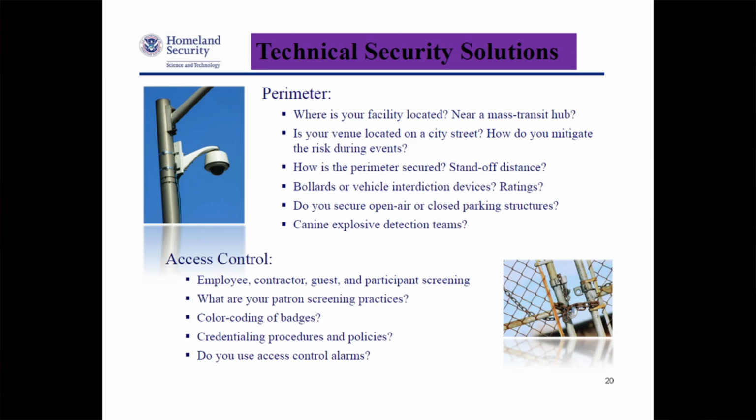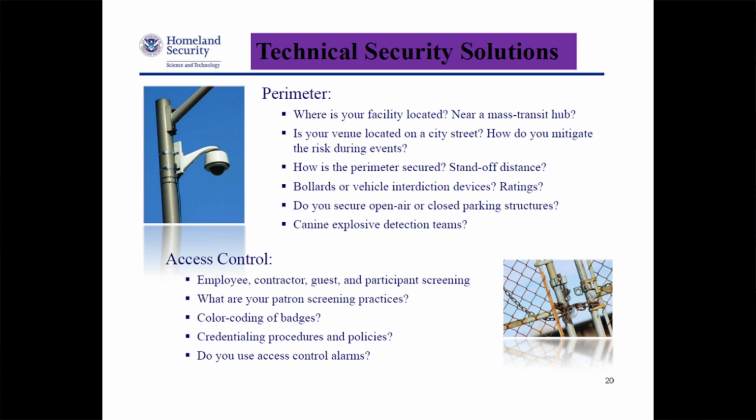Is the physical location of your facility such that you cannot have large standoff distances? Is it near a city street that you can't control? If so, how do you mitigate this risk during events? How do you secure the perimeter? What type of standoff distance do you have? Do you use bollards or other types of vehicle interdiction devices? What are the ratings on any of these barriers?